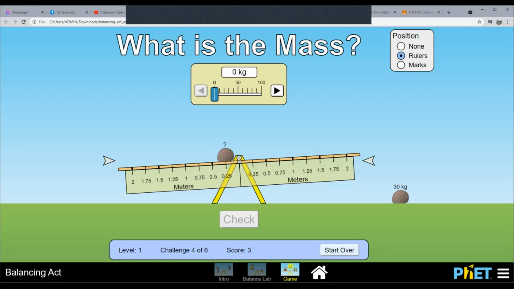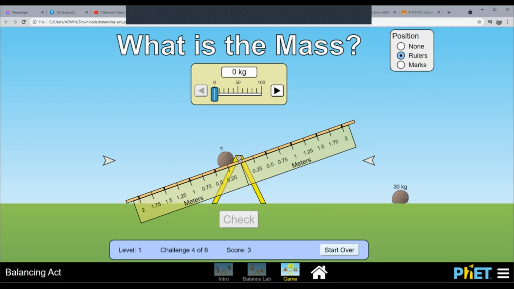So let's say we go to the next one. Question, what is the mass? What most probably be the mass? Meron 30 kilogram.